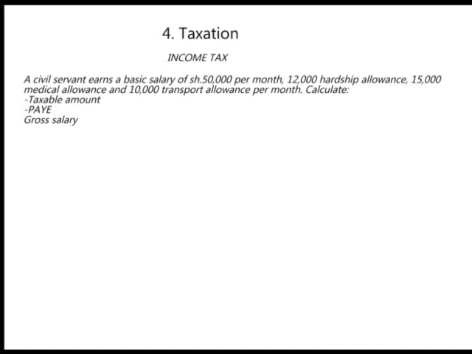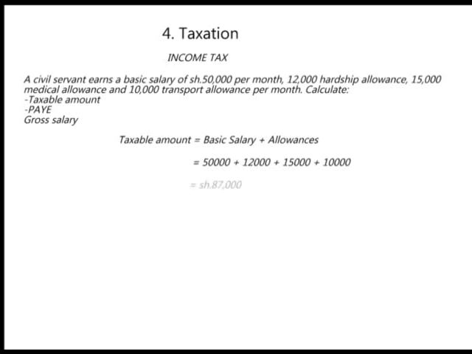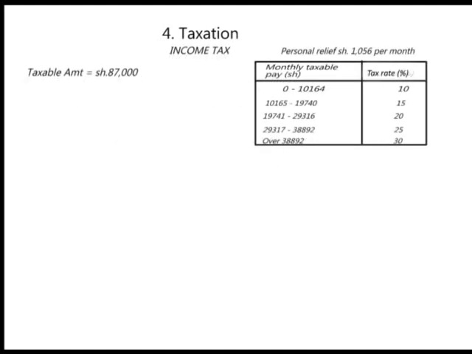In our solution, taxable amount is basic salary plus all the allowances. That is 50,000 plus 12,000 plus 15,000 plus 10,000. That is equal to 87,000 shillings. Now this amount will be subjected to taxation in this bracket. In the first bracket, we tax all amount from 0 to 10,164. This we charge 10%. That is 10% of 10,164 is equal to 1,016 and 40 cents.